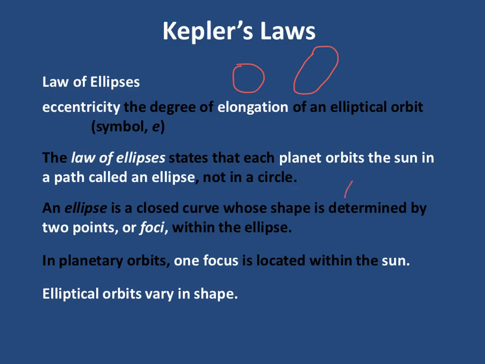Think about a curve that just has a closed end and another closed end, determined by two points, or foci. There's one there and one there. In a planetary orbit, one focus is always located within the sun, and elliptical orbits vary in shape. So the sun sort of determines the elliptical foci.